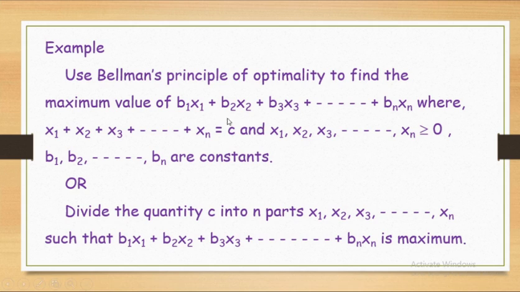Here the objective function is b1x1 plus b2x2 up to bnxn, that is, it is an additive objective function or return function, and the constraint is also additive, that is x1 plus x2 plus x3 up to xn is equal to c. Now we solve this problem. The procedure is the same as the previous one, that means check whether it is true for n is equal to 1, 2 and 3, then generalize the result, and that general result can be proved by using mathematical induction, and we get the answer. We start with the solution.